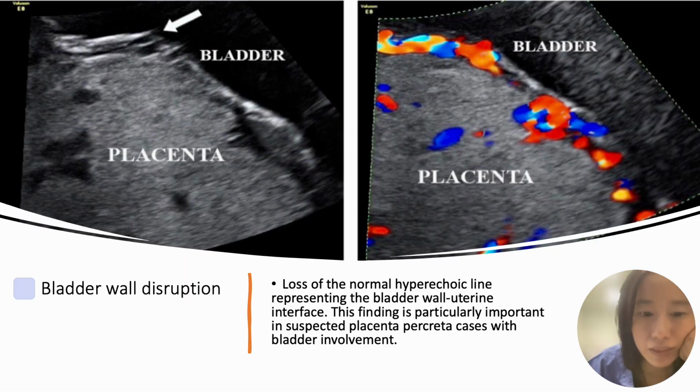Bladder wall disruption. Essentially there's the bladder, the placenta, and then, can you see where the bladder wall has been disrupted? It's quite easy to see. There is loss of the normal hyperechoic line. The bladder serosa interface is always white, and that hyperechoic line is disrupted. If it is disrupted, it's usually a quite severe accreta spectrum, accreta.